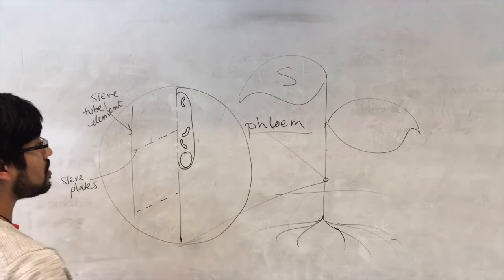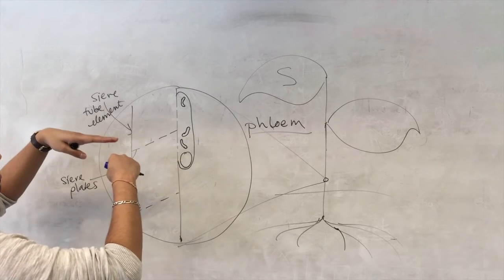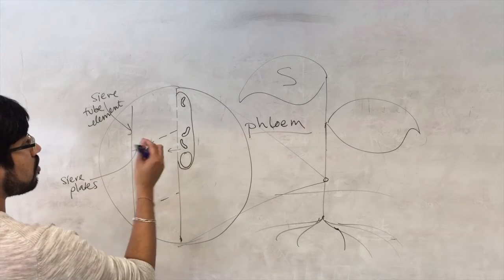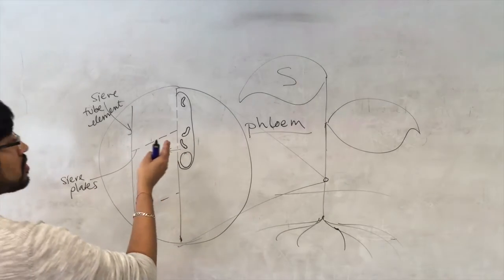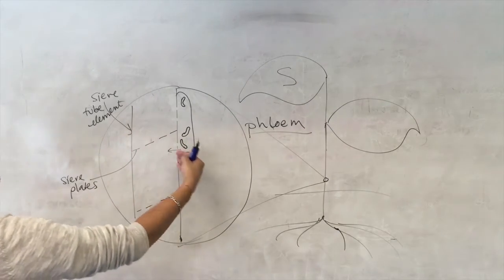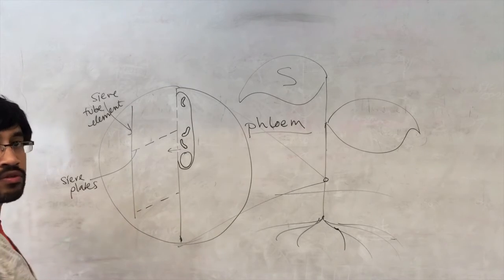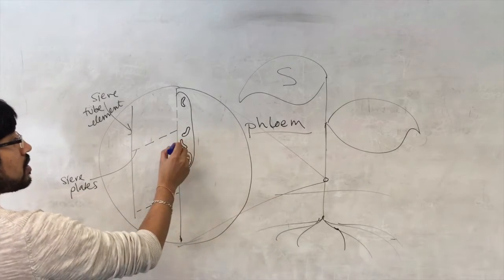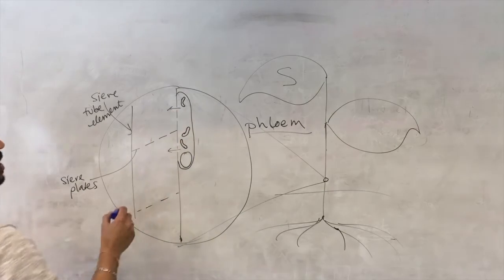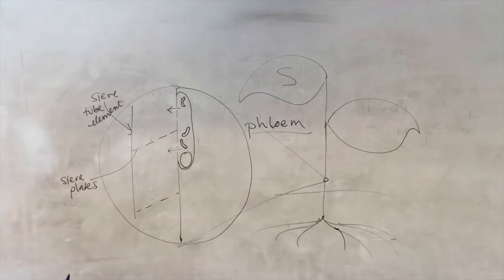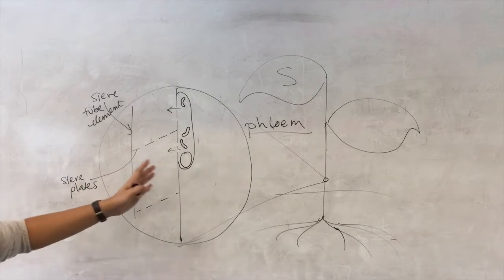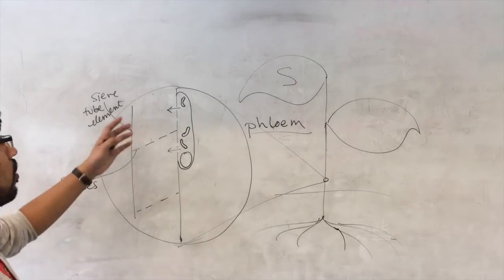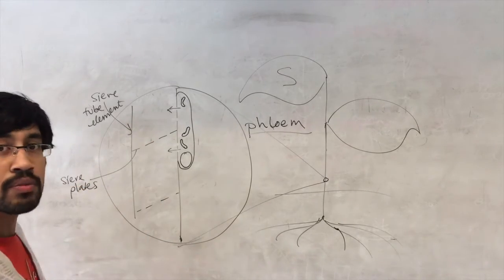And the other interesting thing is that their cell walls are broken so that things can flow from one cell into the other one. So things can flow from the companion cell into the sieve tube. They don't have to diffuse through the cell wall. These are gaps in the cell wall that allow continuous flow of things from the cytoplasm of the companion cell to the cytoplasm of the sieve tube elements.